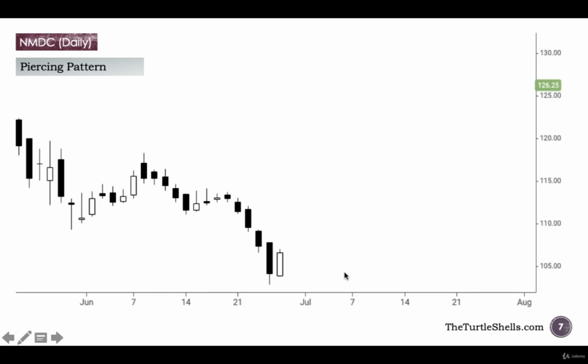Let's have this example. So now this is not a perfect piercing pattern because the opening of the white candle is not below the low of the prior black candle. So it is within the shadow, but not below the low of the prior black candle. But the closing is nice. The closing is above the prior black candle's midpoint. The closing is not beyond the opening, otherwise it would have become a bullish engulfing pattern. So it's a nice downtrend. It's a daily chart of NMDC.